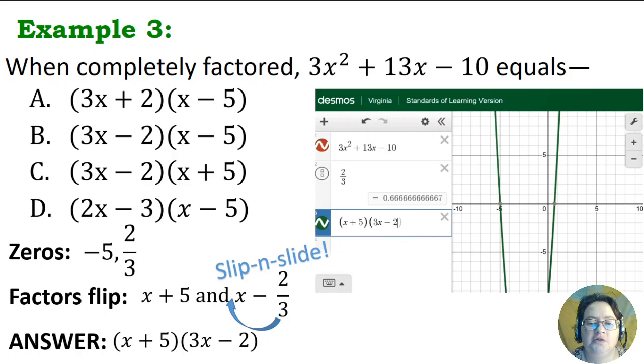And when I put my answer choice in, I see the green graph of my answer lays right on top of the red graph of the original expression, which means I got my answer right. I'm looking for those two factors in my answer choices. Order doesn't matter, and I find it with answer choice C.